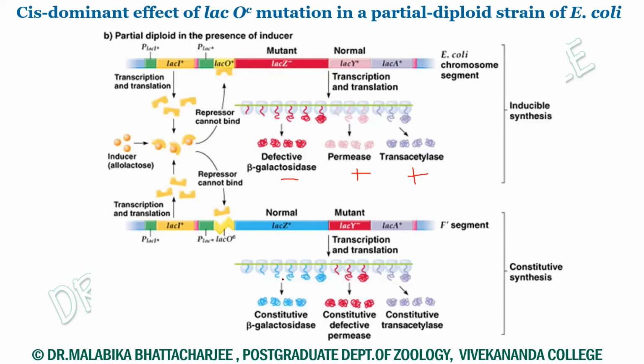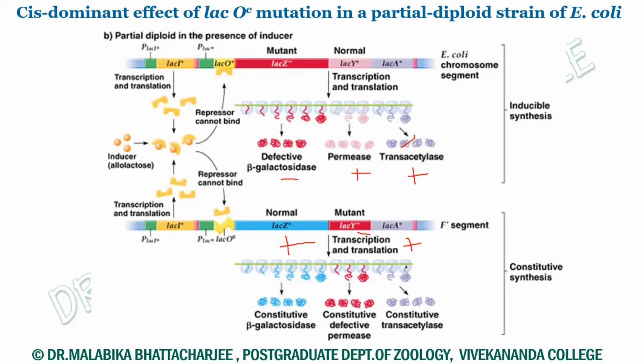In this case, if you look into the genetic setup of the lower strand, as you can see, the Z is normal, so we'll write plus. Y minus is defective, minus. A plus is again normal, so you're getting a plus. So it's very simple. If we have a defective protein, for that protein we use the minus symbol.